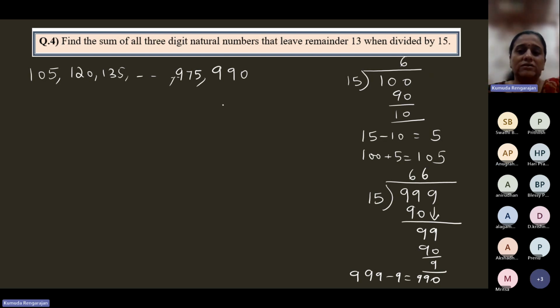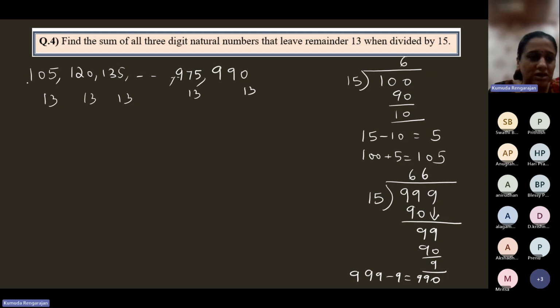Now we'll add the remainder. See what's the remainder here? 0. These numbers, when you divide by 15, the remainder is 0. No, remainder should not be 0. Remainder should be 13. So you add that 13. If you add 13, the remainder will be 13. So to all these numbers, add 13, the remainder 13. Okay, add the remainder 13.